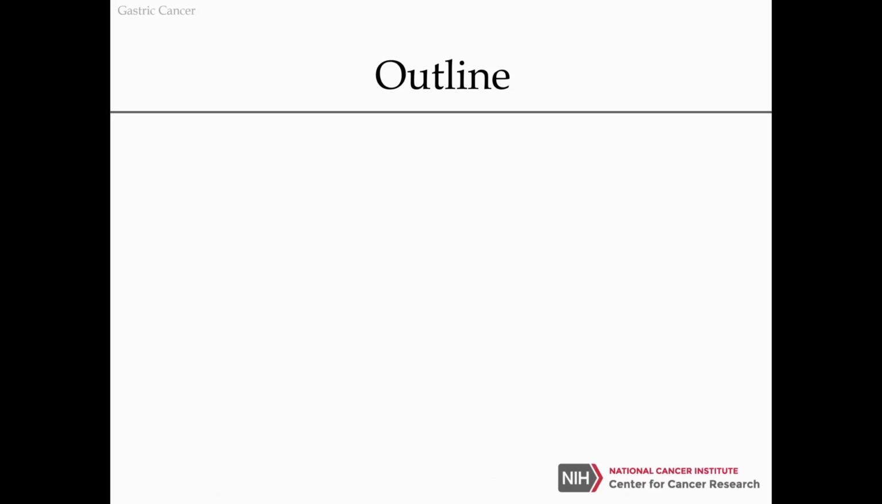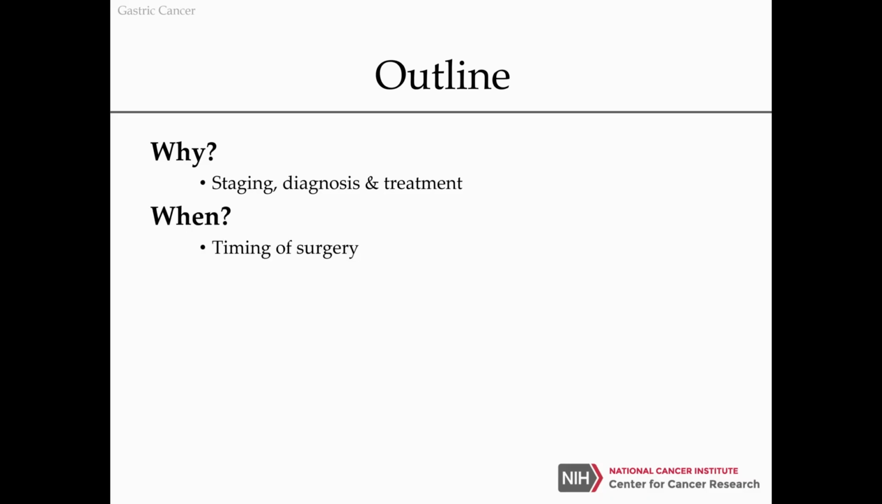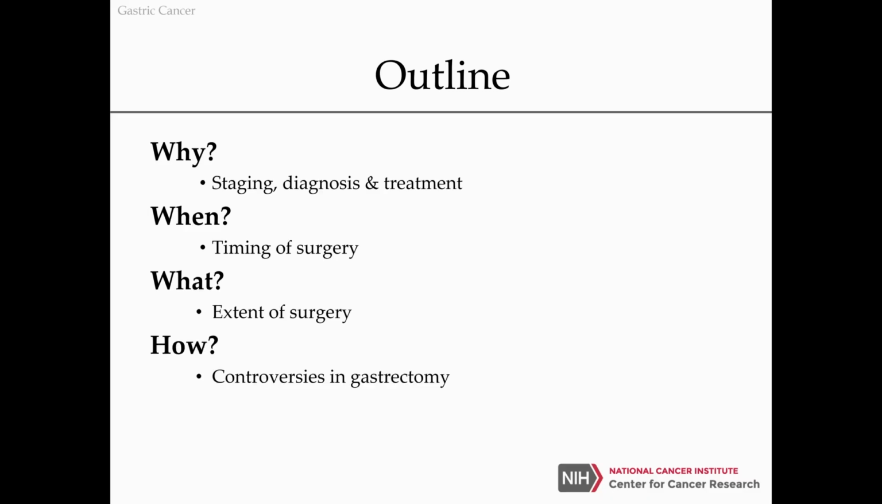So as an outline, today we're going to talk about the why, which is why do we use surgery in the treatment of stomach cancer? Well, we'll talk about staging, diagnosis, and treatment. We'll talk about the when, which is the timing of surgery. We'll talk about the what, meaning the extent of the operation. And then the how. There are some controversies in the management of patients with stomach cancer, and we'll touch on those. And then the last is who else might be a candidate for surgery with stomach cancer.